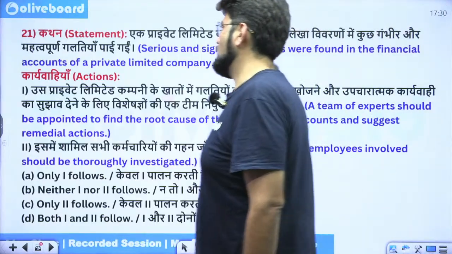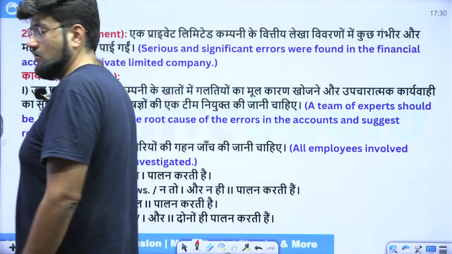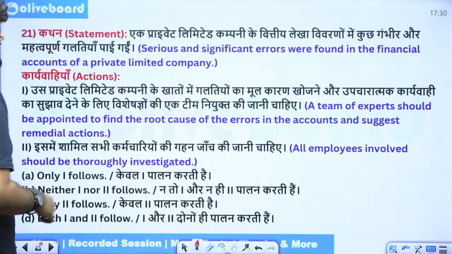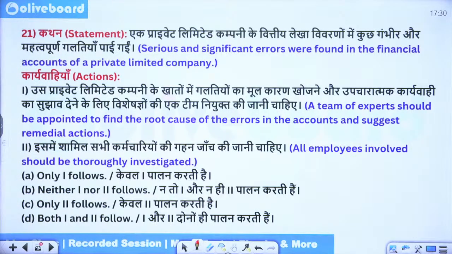The first question in front of you, I believe by now almost everybody has solved. Serious and significant errors were found in the financial accounts of a private limited company. So now you are the top brass of this company, the CEO. Now a team of experts should be appointed to find the root cause of errors in accounts and suggest remedial actions.